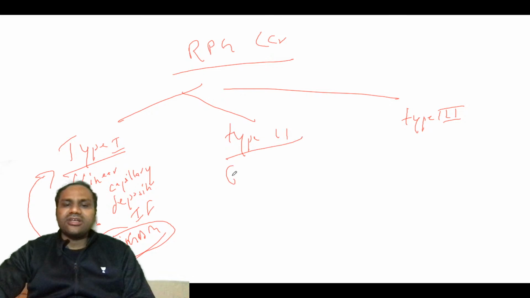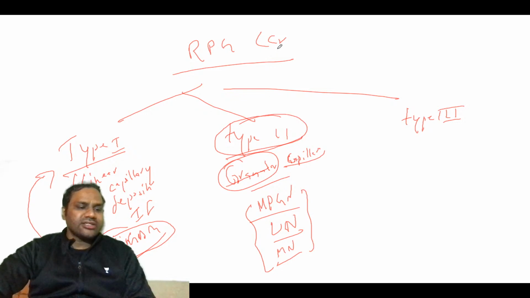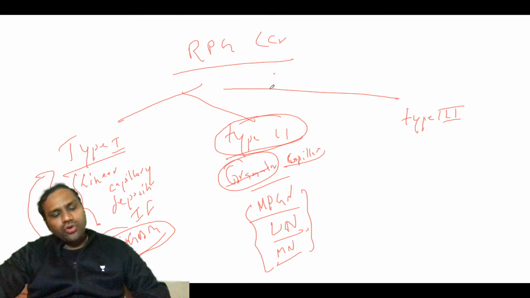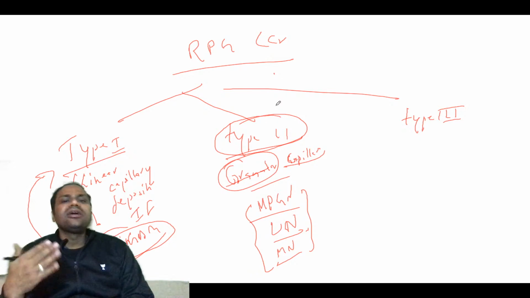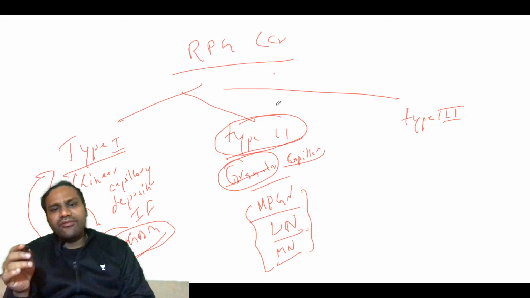Type 2 is granular capillary glomerulonephritis. In the granular type you have all your MPGN, lupus nephritis, even membranous nephritis. These are the differential diagnosis of type 2 rapidly progressive, or crescentic, glomerulonephritis: lupus glomerulonephritis, Henoch-Schonlein glomerulonephritis, MPGN, cryoglobulinemia, endocarditis associated glomerulonephritis. Whatever we have talked about in lupus or MPGN, all of them are rapidly progressive glomerulonephritis type 2.